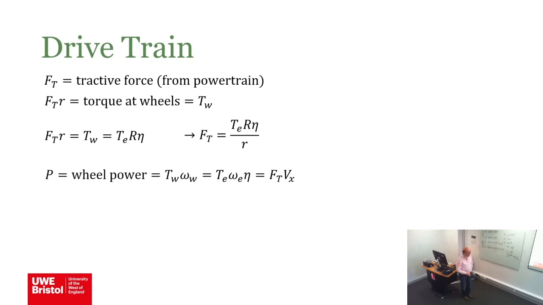So the wheel power is going to be the wheel torque times the velocity of the wheel, which is equal to the power at the engine, taking into account the efficiency. So you've got the torque of the engine times the speed of the engine times the efficiency, which is going to give you the wheel power, and that is also equal to the tractive force times by how fast you go. So they're all related to each other, all these things.